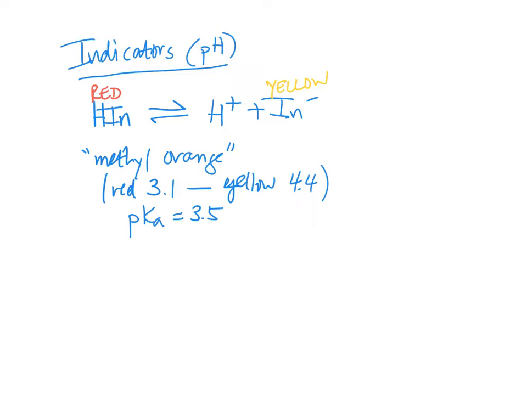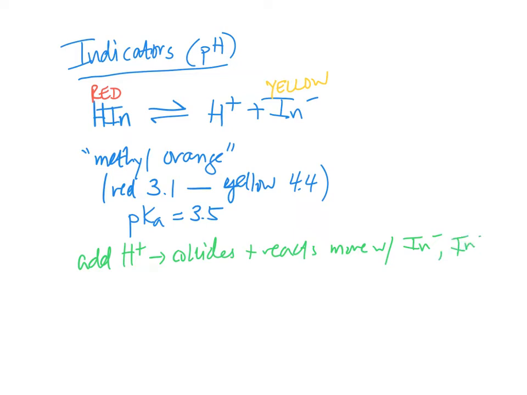Well, if you think about it, according to LeChatelier's principle, the more acid I add, so as you add H plus, the added H plus collides and reacts more often with the IN minus. And because it does that, IN minus goes down, and that causes the HIN to go up. And so that means I start removing yellow and getting more red. So as things are more acidic, you get more of a red color.